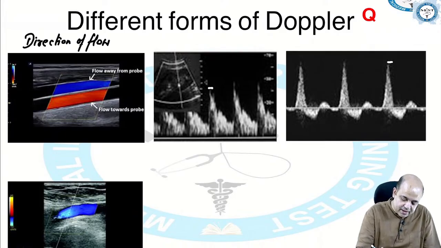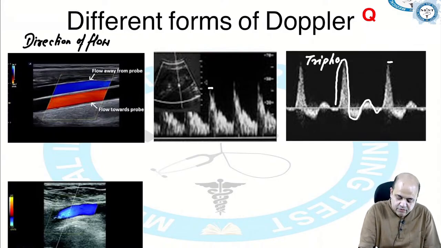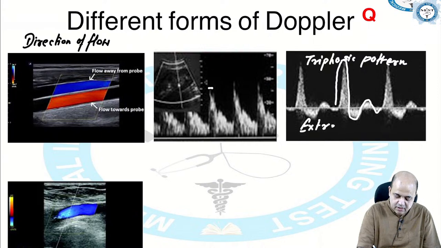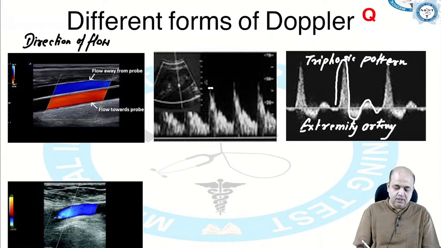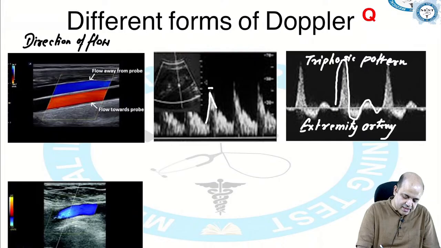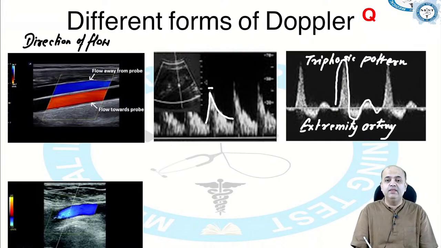And then we have different patterns of the flow. This is a pattern that is seen in the extremity arteries. This is called the triphasic pattern, seen with the extremity artery. What do we see? There is a spike and then there is a continuous flow in the diastole.